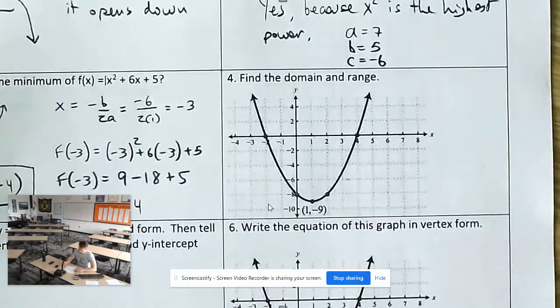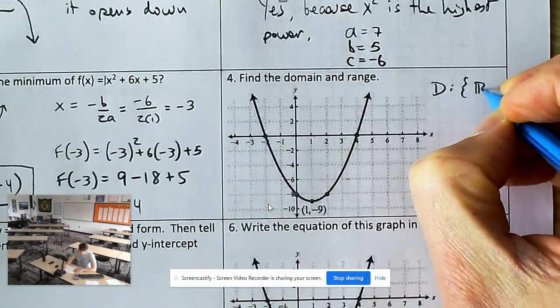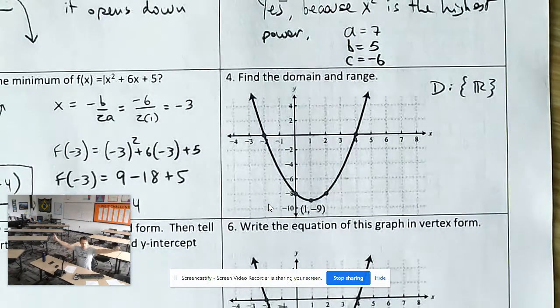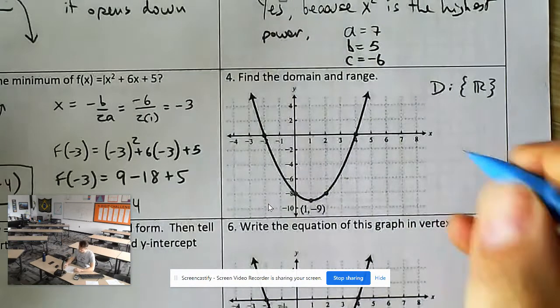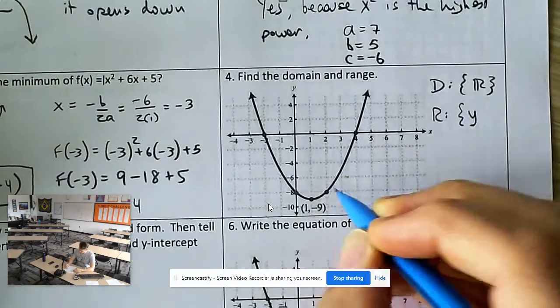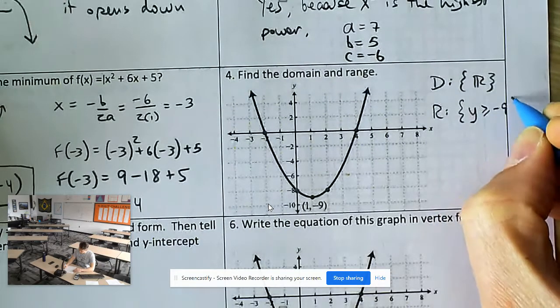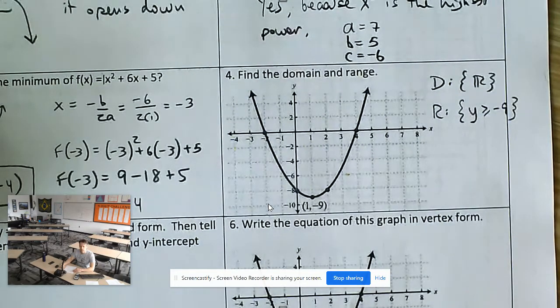Find the domain and range. Well, the domain of every parabola is all real numbers because they go on forever, both left and right. The range, on the other hand, is all the y values, and you'll notice that the y values here do not go below negative 9. So the range is negative 9 and above.